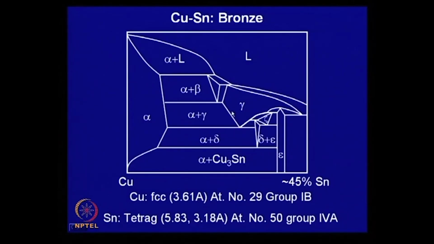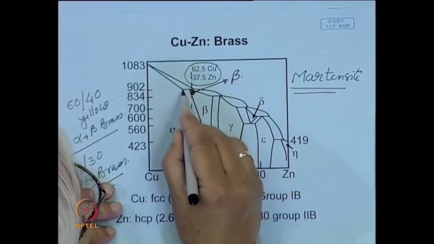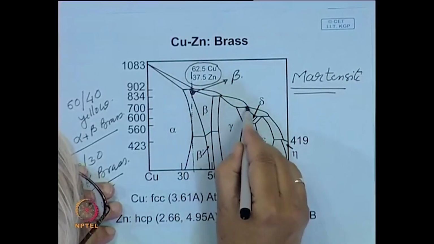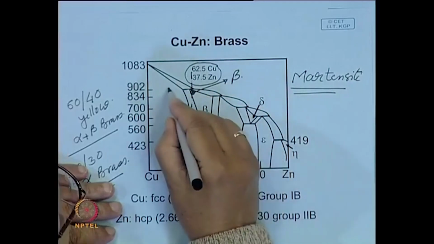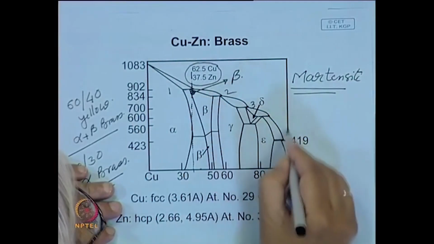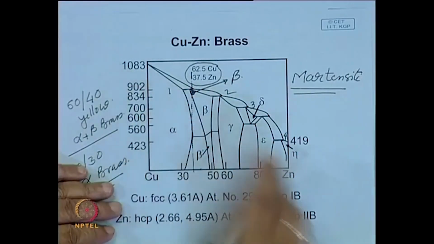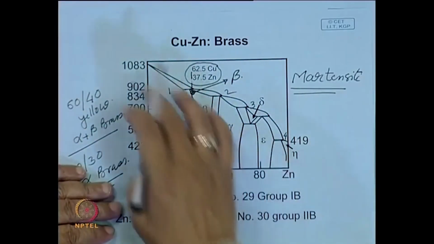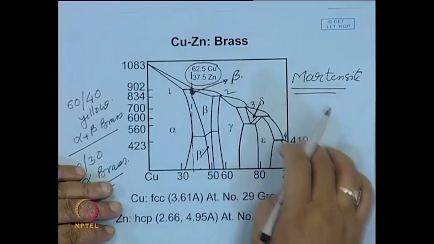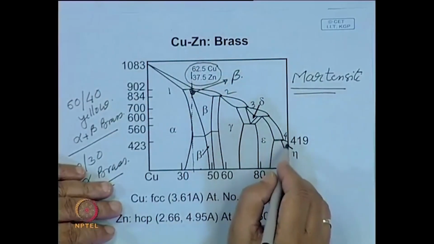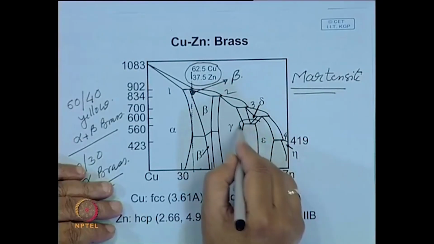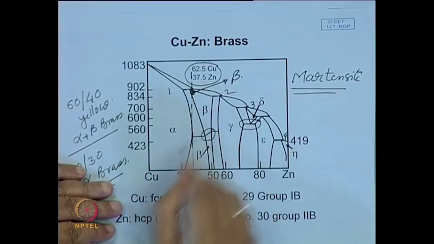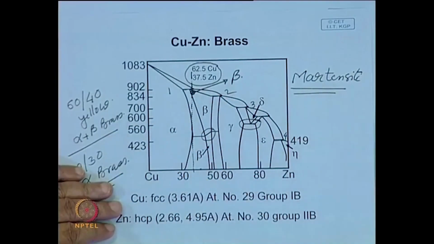If you go back to the brass diagram here, you see that you only have different peritectic reactions and one eutectoid reaction. You have 1, 2, 3, 4 peritectic reactions. Usually you will find in phase diagrams, if the two metals have widely different melting points, there is a tendency to form peritectic type of systems, and this is a eutectoid system, and you have an order disorder transformation here.